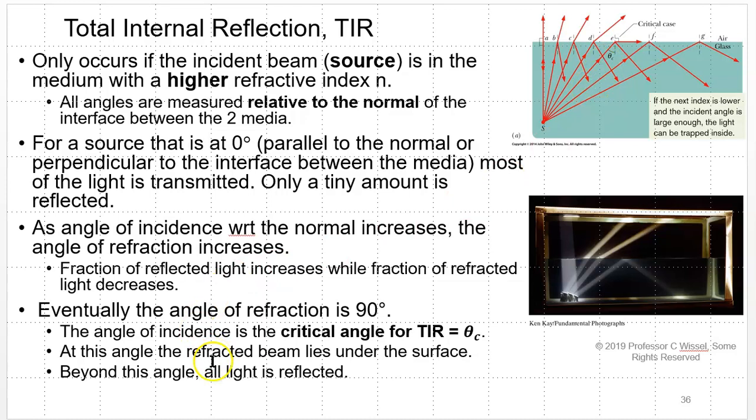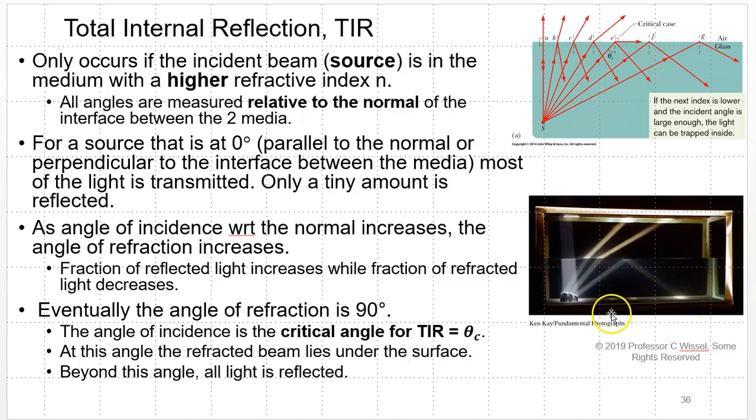At this angle, the refracted beam lies just under and along the surface. And beyond this angle, all the light is reflected. So the refracted beam disappears. It becomes like a perfect mirror. And you can see here, there's a surface here. The vertical one goes straight up. Notice as this gets further and further out, it bends further and further away from the normal. And when you get far enough out, it comes back down here.